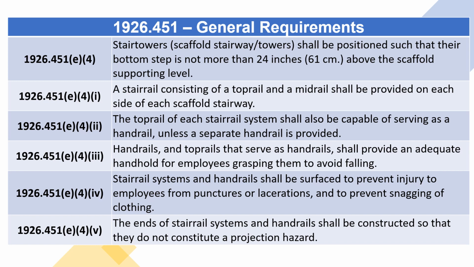Stair rail systems and handrails shall be surfaced to prevent injury to employees from punctures or lacerations, and to prevent snagging of clothing. The ends of stair rail systems and handrails shall be constructed so that they do not constitute a projection hazard.